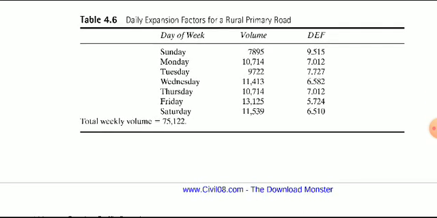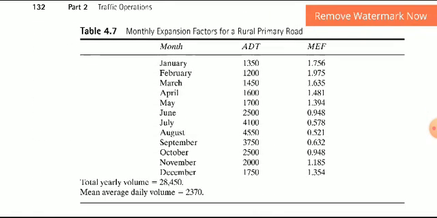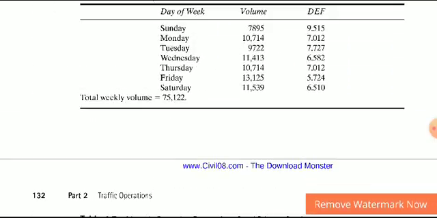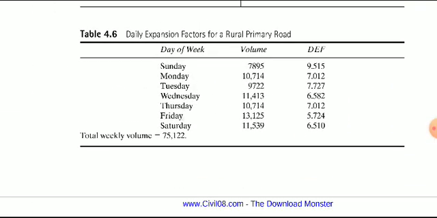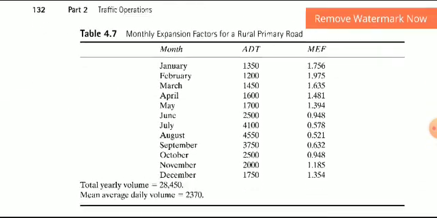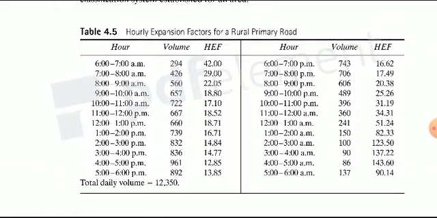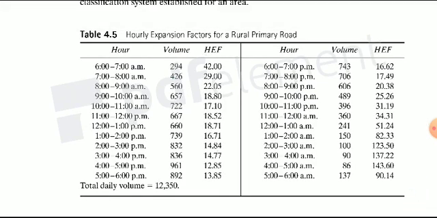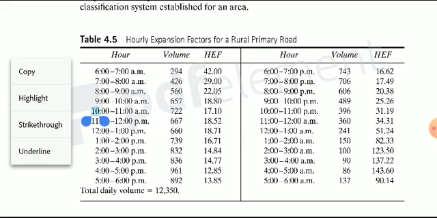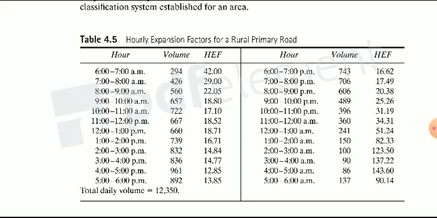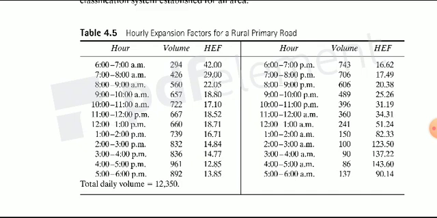Here we have the daily expansion, so here we convert it to total weekly volume, so this volume will be per week. And here we have the monthly expansion factor. Here we have 7 DEFs, 12 MEFs, and 24 HEFs. So if I have the hourly volume, I can multiply the specific hour I have by the HEF. For example, if I have the count from 10 to 11, just multiply that by 17.1, and you're going to get the ADT. It's kind of accurate, but it's not.